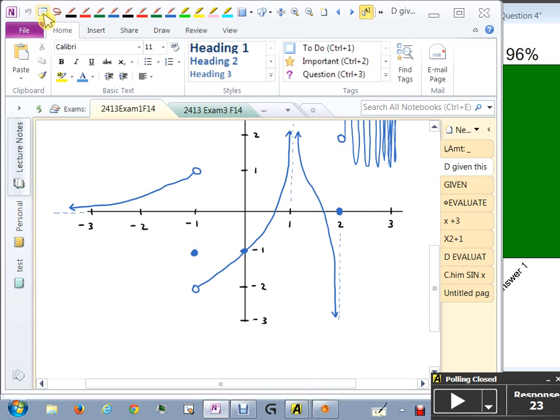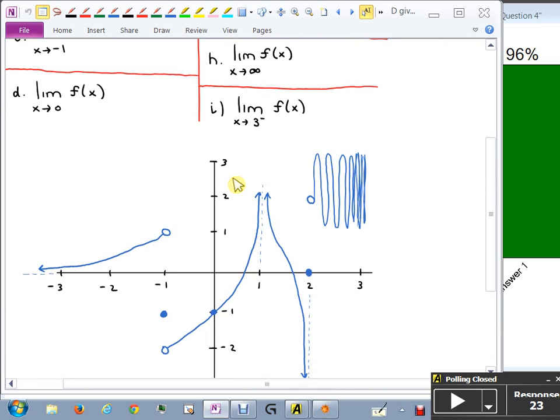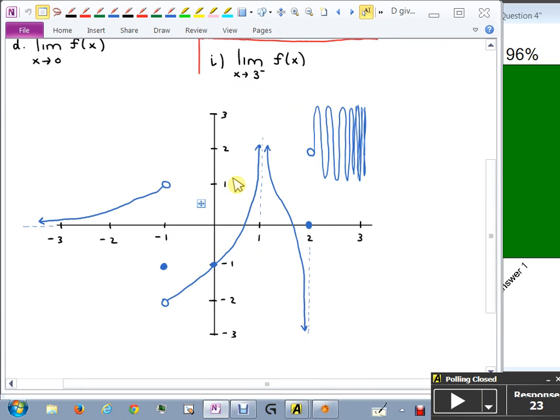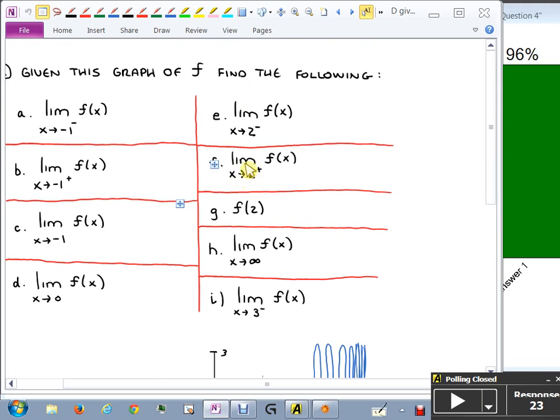This was, and I'm not trying to hide this from you, exactly a problem off my first exam for my Cal 1 class last semester. Okay, so there's the graph of the function, and what we're supposed to do is come up with the following limits.